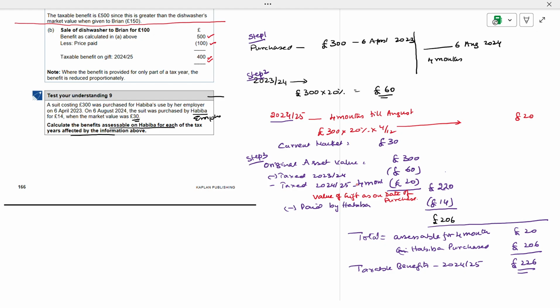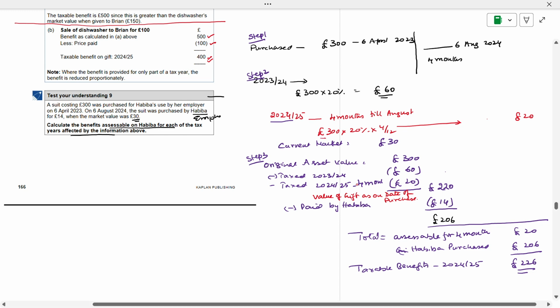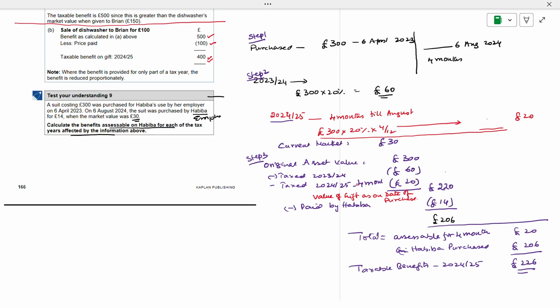Is it clear? You are asking why we have deducted and why we have added. Yes, sir. Okay, see, this is separate. This is in no way related. This is for the first 4 months. This is for the first 12 months. Here we are doing calculations separately.